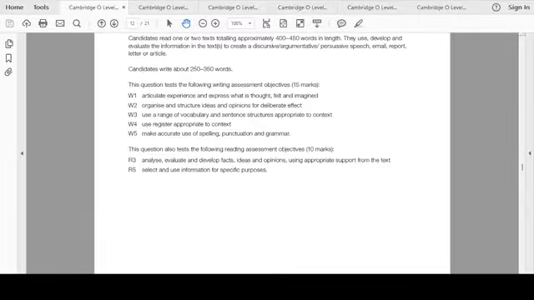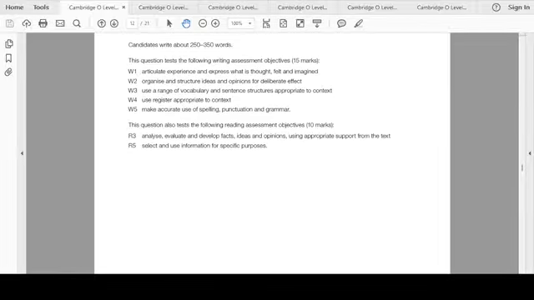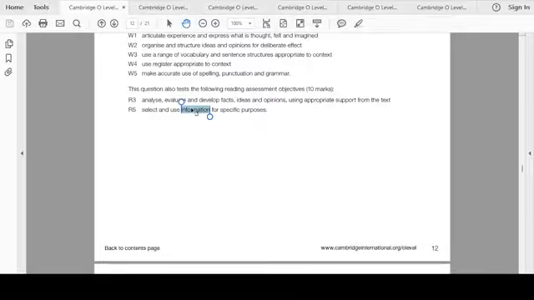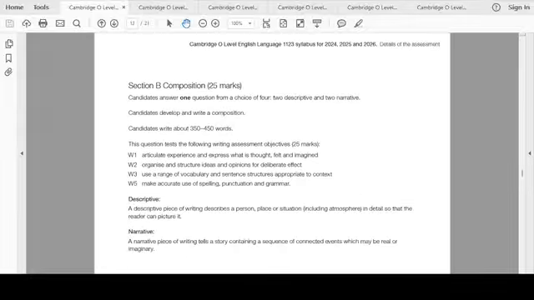These are all the objectives. You can see all five of the writing objectives will be tested and only two of the reading, but the reading objectives are also tested here. As you can see, select and use information for specific purposes. So getting the correct point out of the text is important.